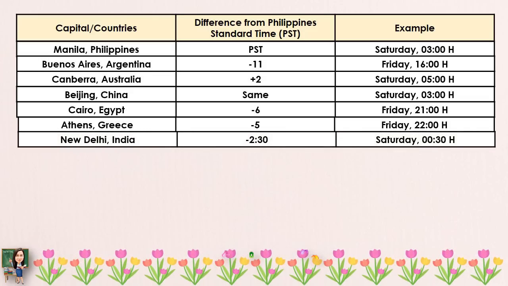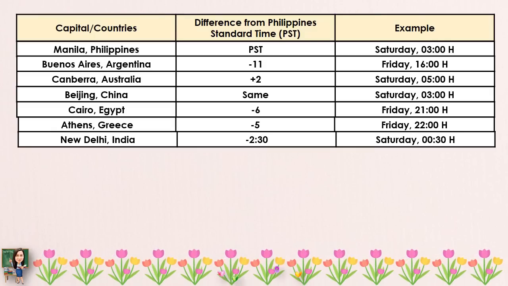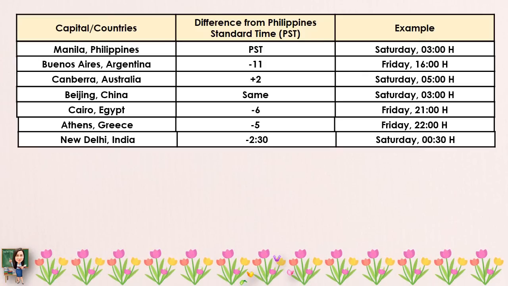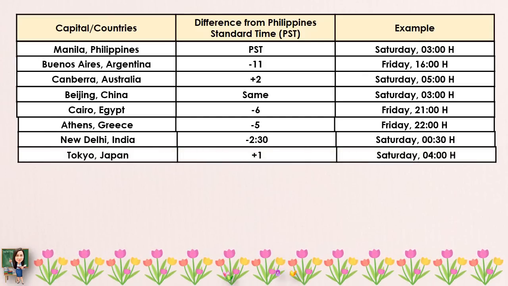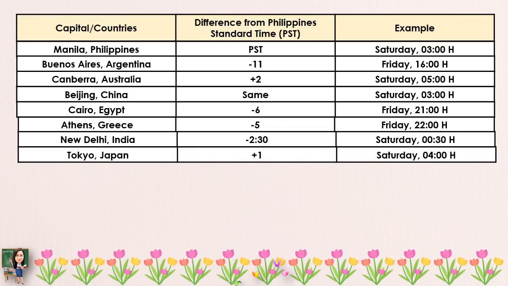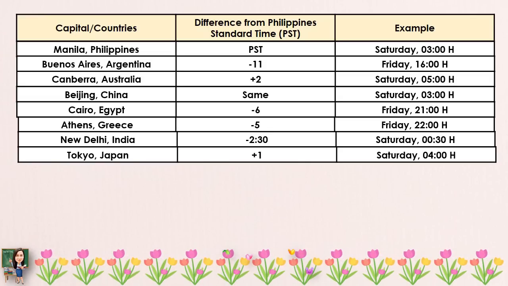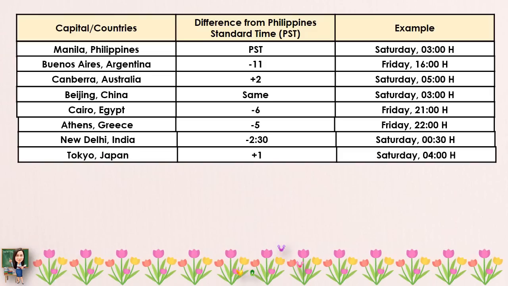Next, New Delhi, India, -2:30. So that means they are behind. Their time is 0030 hours. Next is Tokyo, Japan, +1. They are ahead by 1 hour. So that means if it is 0300 hours in our country, in their country it is 0400 hours.